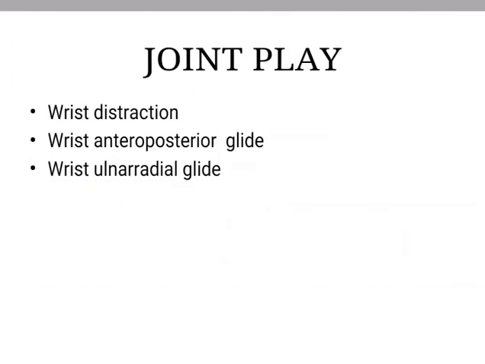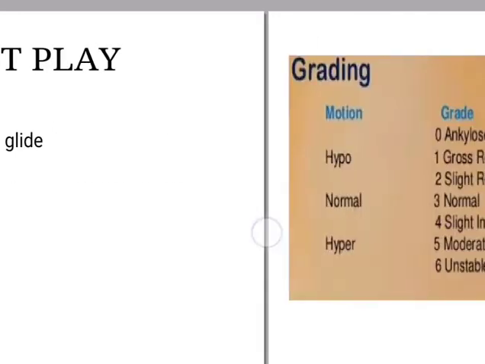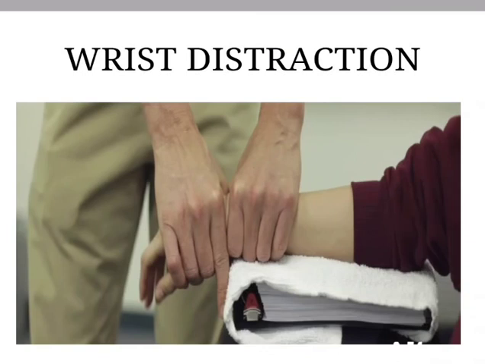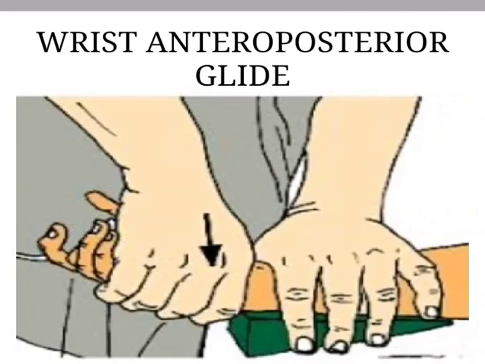Then for joint play, in the wrist we have wrist distraction, wrist anteroposterior glide, and wrist ulnar-radial glide. We can know the grading of joint play from before. First we go for wrist distraction. For wrist distraction, the patient is in sitting position and the forearm is pronated. One hand of the therapist holds the wrist and the other hand holds the metacarpals. Then give a slight distraction.